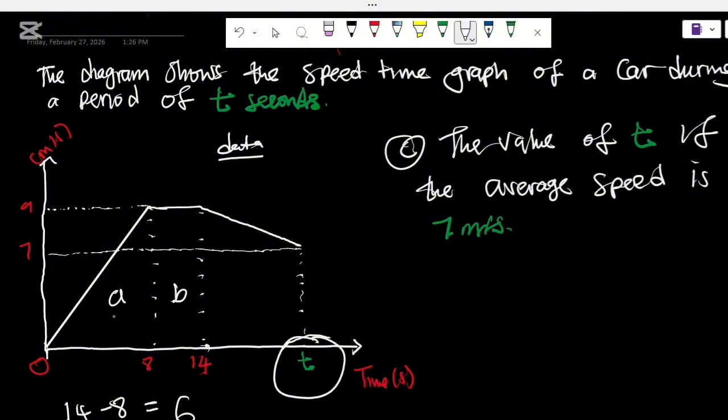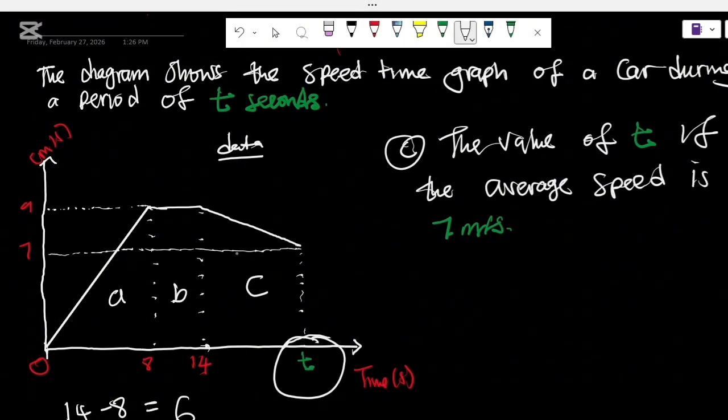Now, since we found the area of A and B and not the area of C, let's call this C, we also need to find the distance covered in this particular area, because when we are dealing with the average speed, remember that we are talking about the total distance over the total time taken. We don't have the total distance yet. We have the distance of this area and this area. And so let's try to find the distance of this particular shape so that we can have the total distance to help us calculate the total time, which is t.